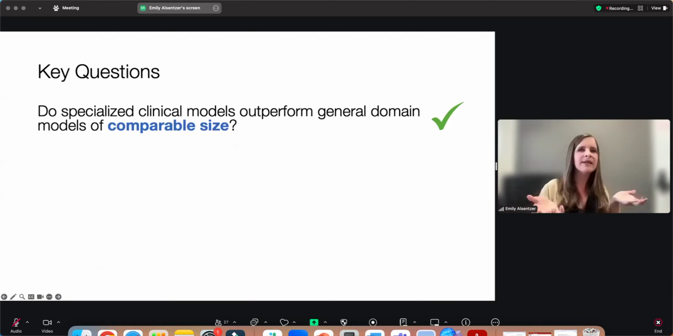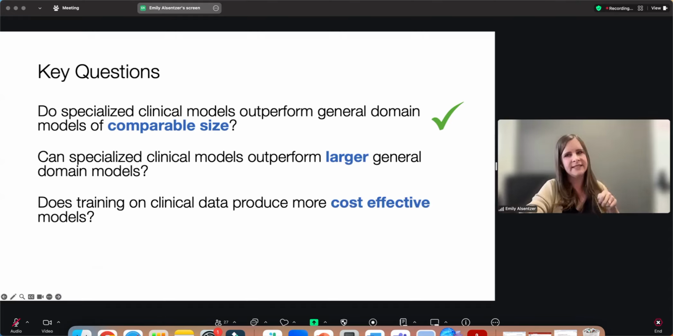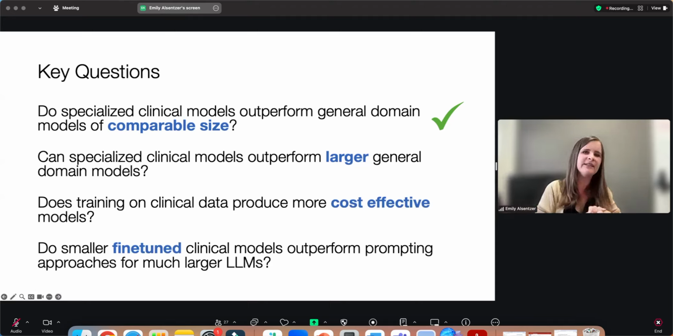So, given these options and this key question, this led us to investigate, again, what is the utility of clinical models in this new world? Our prior work with Clinical BERT had already demonstrated that these specialized clinical models can outperform general domain models of the same size. However, can these specialized clinical models outperform larger general domain models? Does training on clinical data produce more cost-effective models? And then finally, do these smaller fine-tuned clinical models outperform more recent prompting approaches for larger language models?